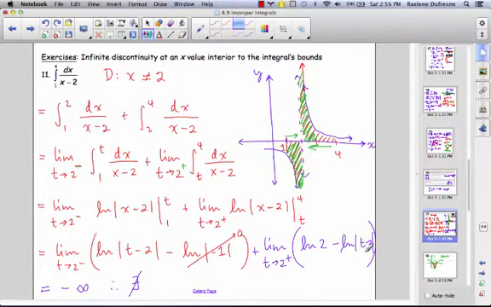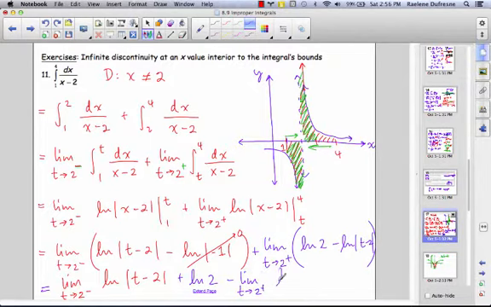Rather, hold on a minute. Let's just make sure that this is actually complete rather than confusing you. We have the limit of this is going to be ln of absolute value of t minus 2 minus 0 plus ln of 2, minus the limit as t approaches 2 from the right of the ln of absolute value t minus 2.